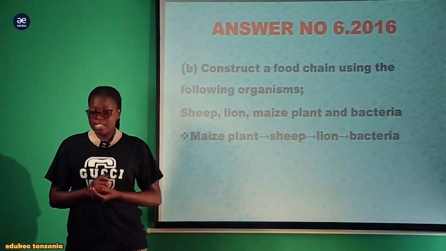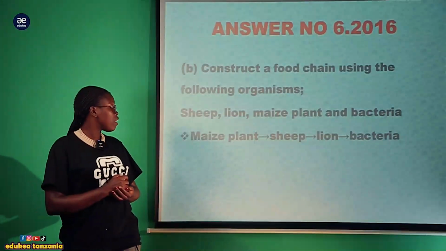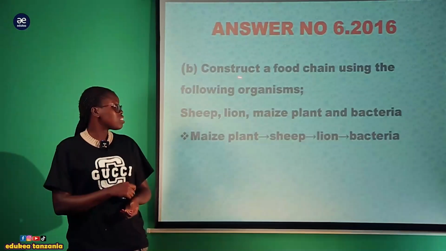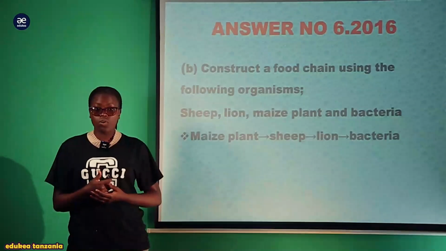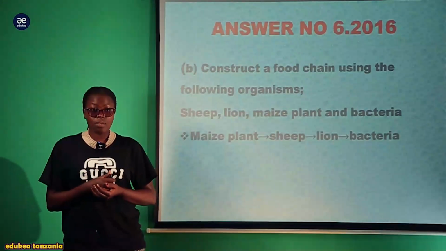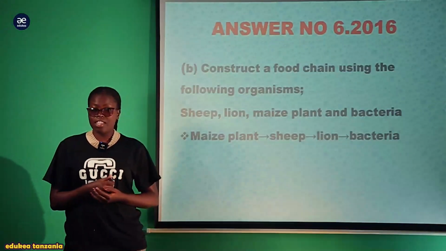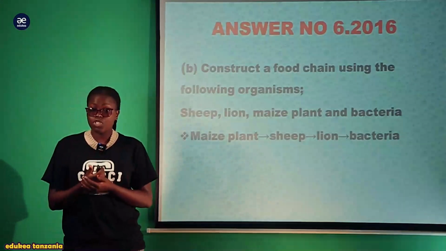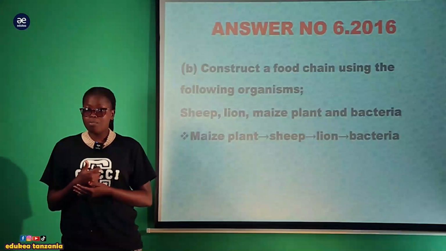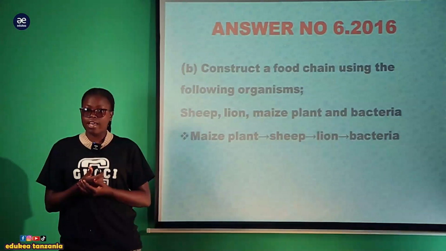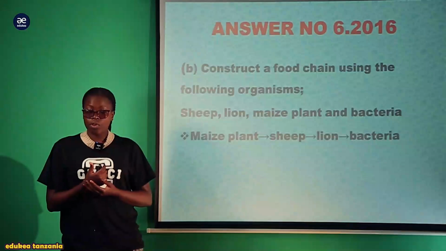So the question number 6, Roman B. Here you have been given a question: construct a food chain using the following organisms. You have been given the sheep, lion, maize plant, and the bacteria. The simplest way to draw the food chain: before you start drawing, most of all, you have to identify the trophic level of every organism.